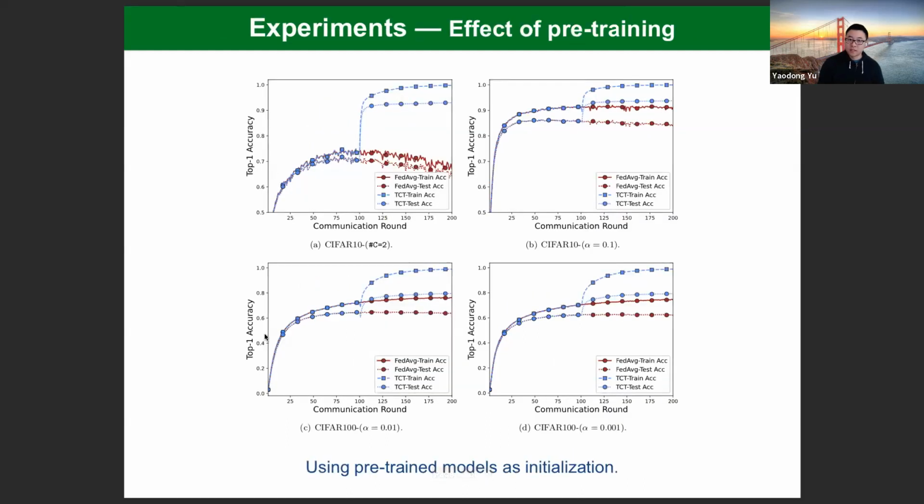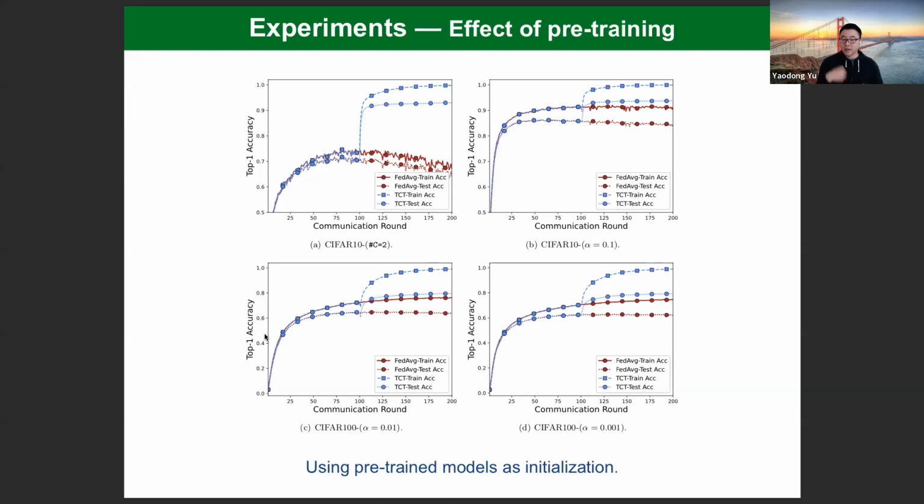The last experiment we considered is what if we have a pre-trained model? All the previous experiments we were considering were training a model from scratch, learning the representations using federated averaging. Here, suppose we initialize with a network pre-trained on ImageNet. Here it is the ResNet-18 pre-trained on ImageNet.